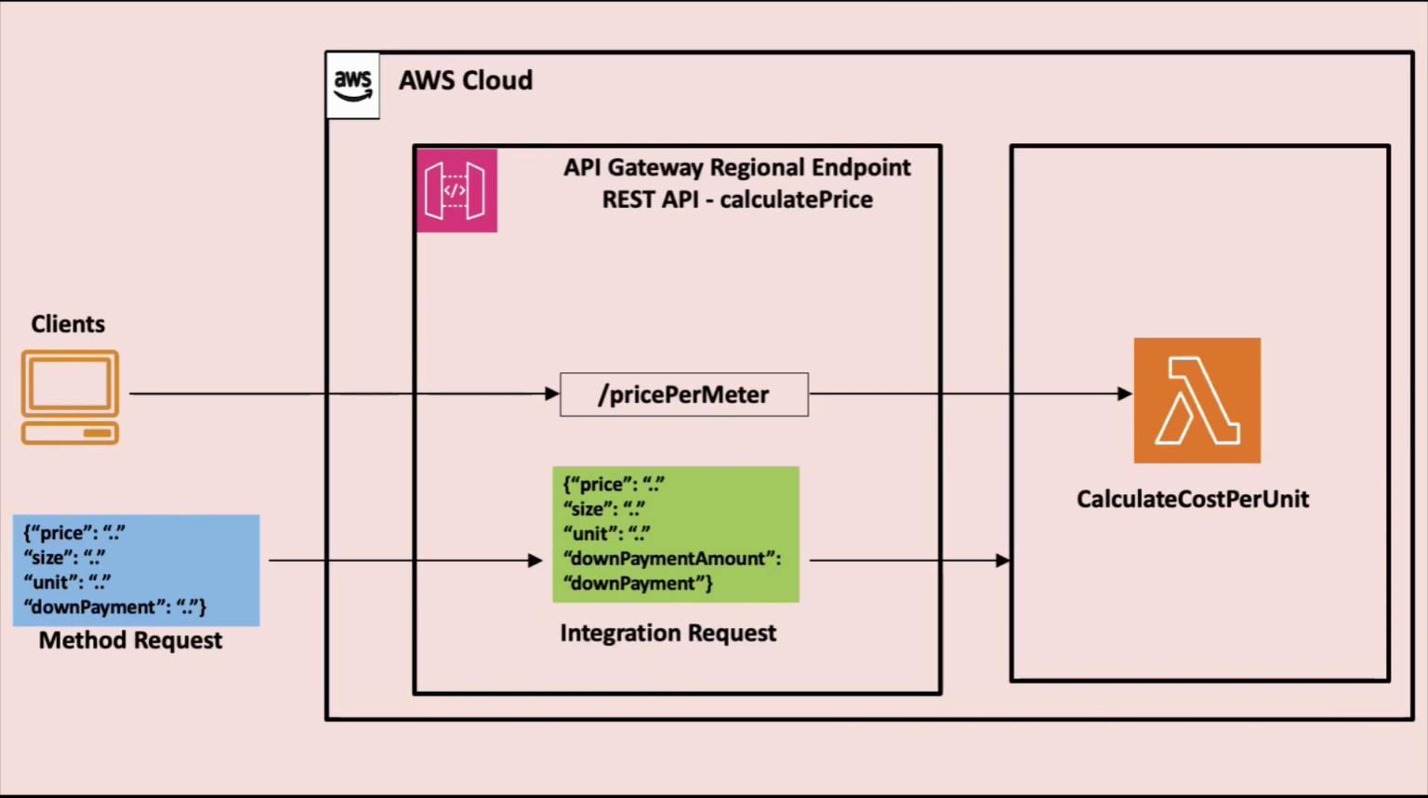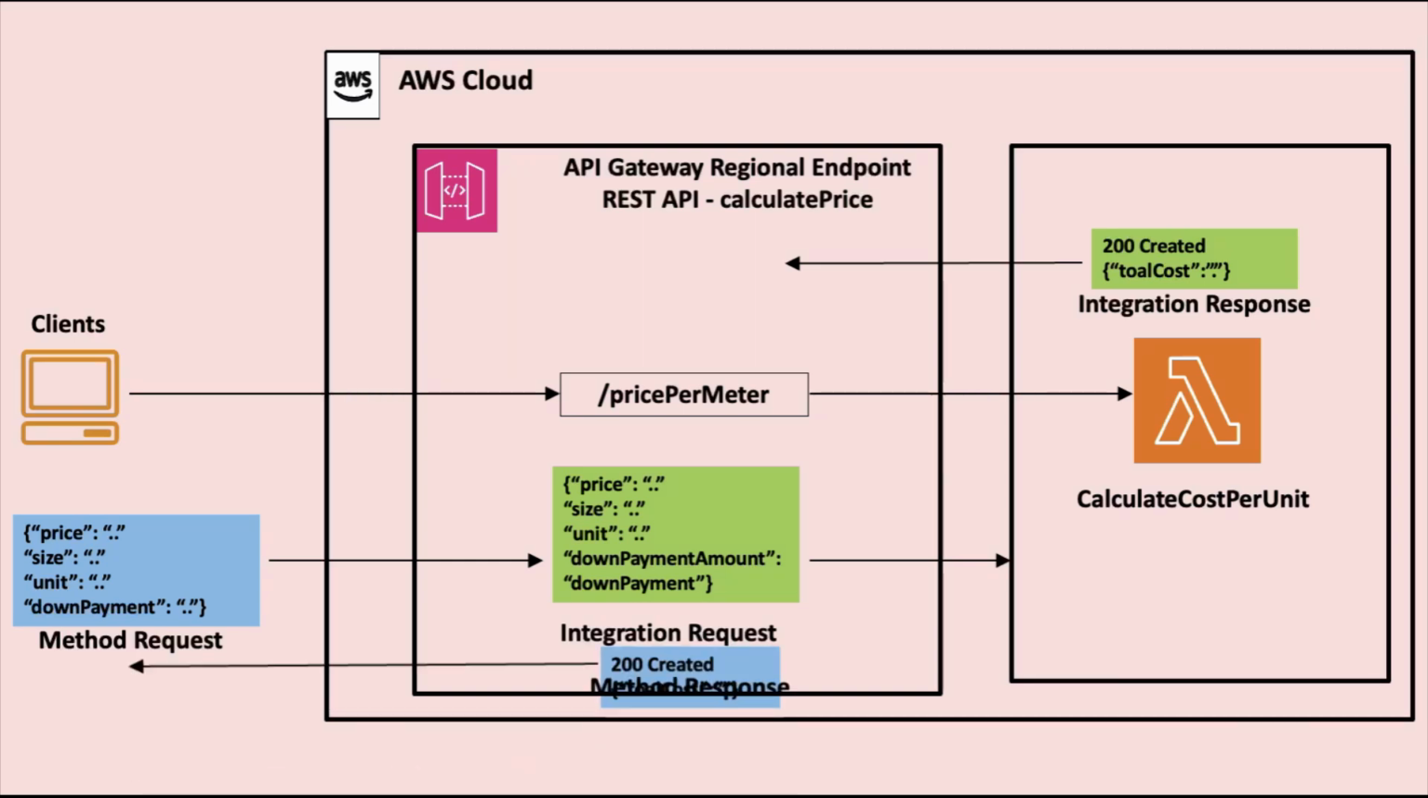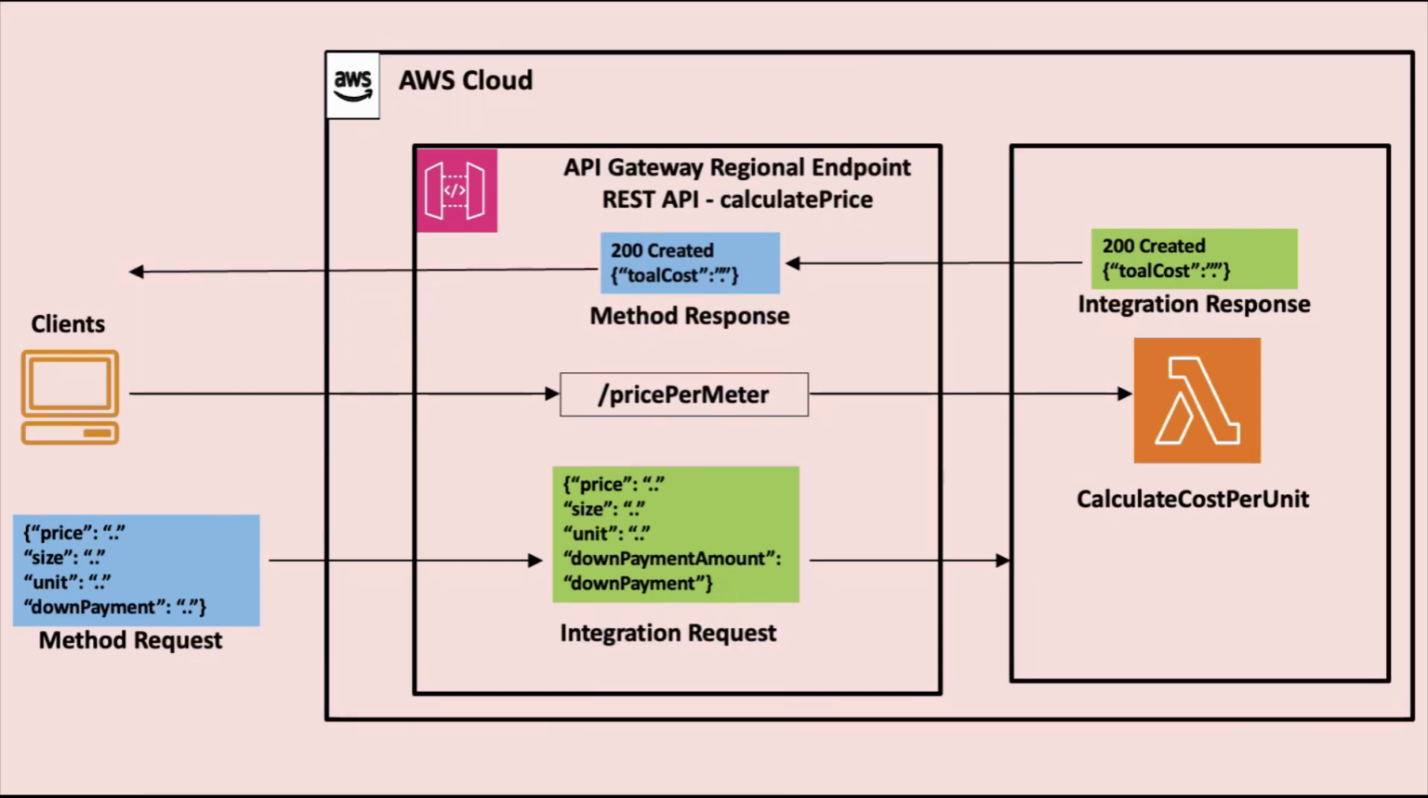The down payment amount is added extra. So the down payment amount is assigned to the down payment. That means an extra field is added to the request to the Lambda. Now this is going to change the behavior of the response on the backend. So the integration request is modified before being sent to Lambda, and the Lambda does some calculation. If you look at the total cost which is calculated, it will be different compared to the previous lab because the down payment amount is getting added to the price.